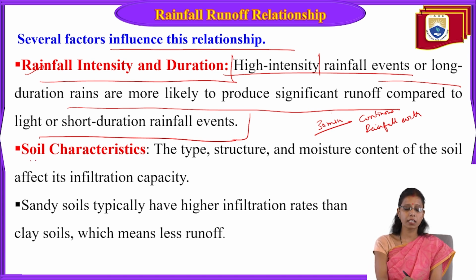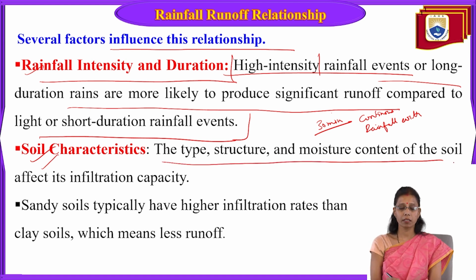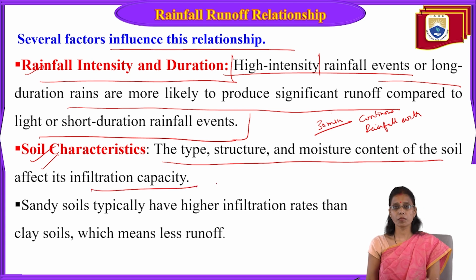Next, we can see soil characteristics. So what are the soil characteristics here? The type of the soil also defines the character of the rainfall, whether water is going to seep inside the ground, or flow off, or be retained. That all comes under soil characteristics. The type, structure and moisture content of the soil affect its infiltration capacity.